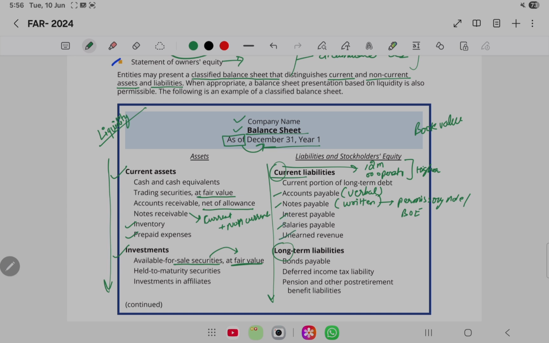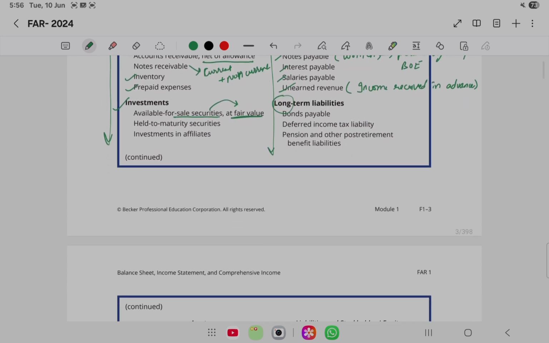What is unearned revenue? You can say you have received income in advance. Basically, you haven't provided the services to the customer, so you are liable to provide them. Before that, you cannot claim it as revenue, so we book that amount in current liabilities under the head of unearned revenue. Long-term liabilities: bonds payable, deferred income tax liabilities.